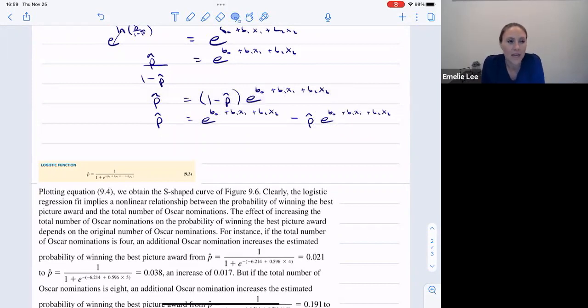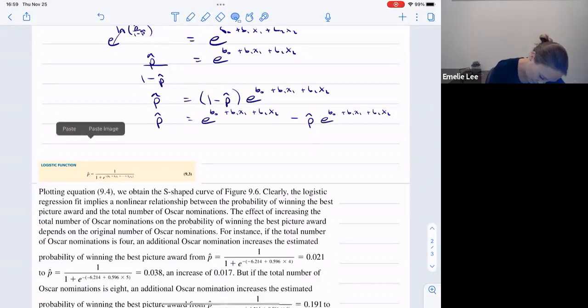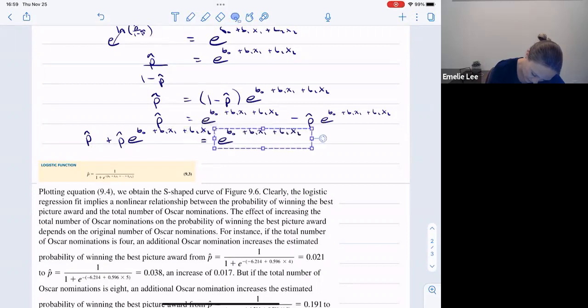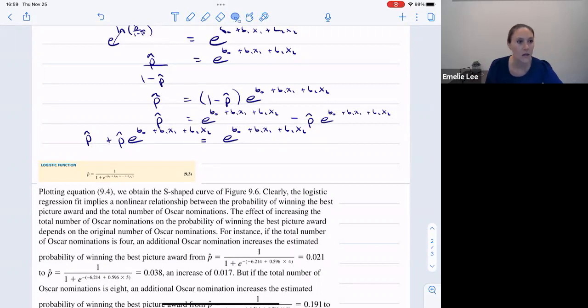Okay, and then what can I do? Well, I can add p hat to both sides, trying to bring all my p hats to one side. So then I have p hat plus p hat times this equals this. And then I can pull out, what happened here?